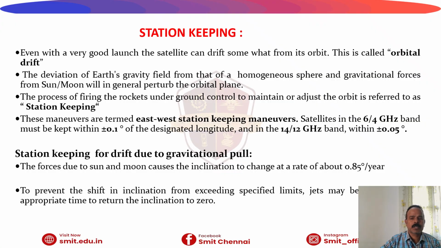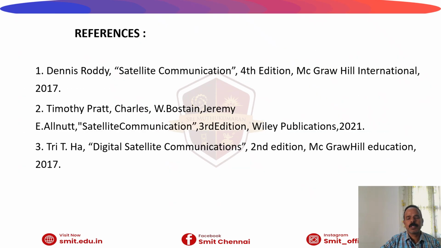Generally, the rate of inclination change is around 0.85 degrees per year. This is the normal case of a study that can be taken into account. This deviation is occurring due to the sun, moon as well as earth. So to prevent the shift in the inclination, we have to maintain control by sending pulses from the earth station, that is, jets that can be induced to produce pulses, to compensate for the losses that are occurring. So these are the various references that I have made.